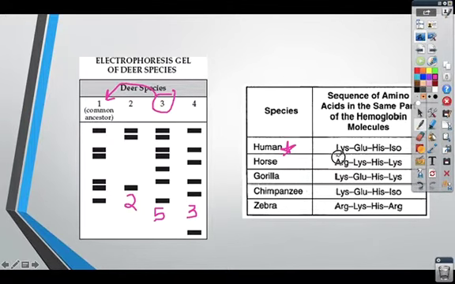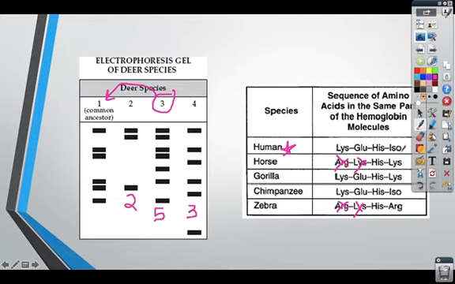The horse has arginine, so I'm going to X that one out. The gorilla and the chimpanzee have the same as the human. The zebra does not. Moving to the next amino acid, GLU, which is glutamine. Horses don't have that, but gorillas and chimpanzees do. Zebras do not.